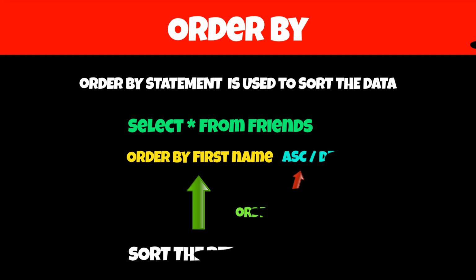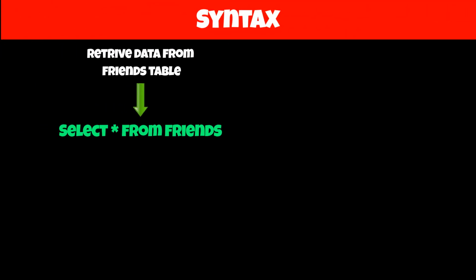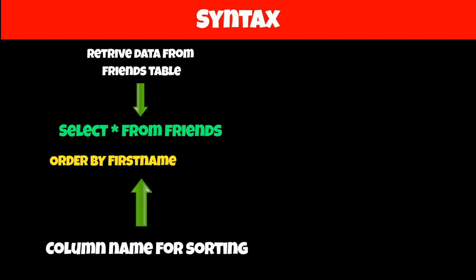Now let's understand the syntax of the ORDER BY statement in SQL. First comes the SELECT statement, which is also used to retrieve the data. Then the ORDER BY keyword, followed by the name of a column, which is used to sort the data. And finally the order of sorting, which can be ascending or descending.